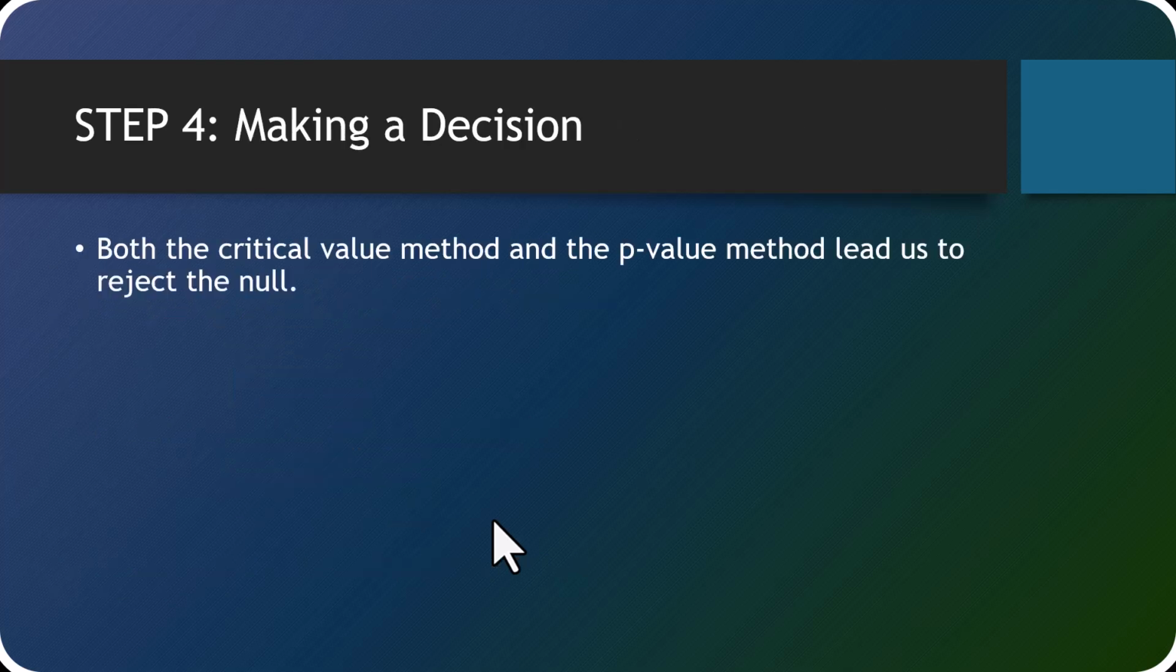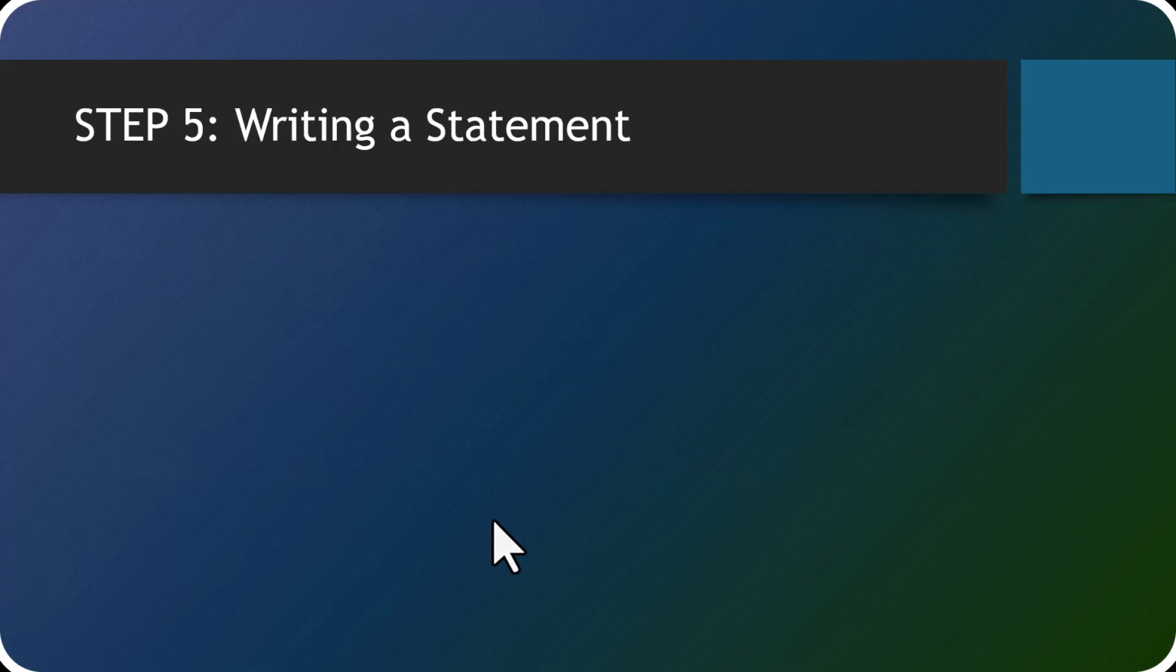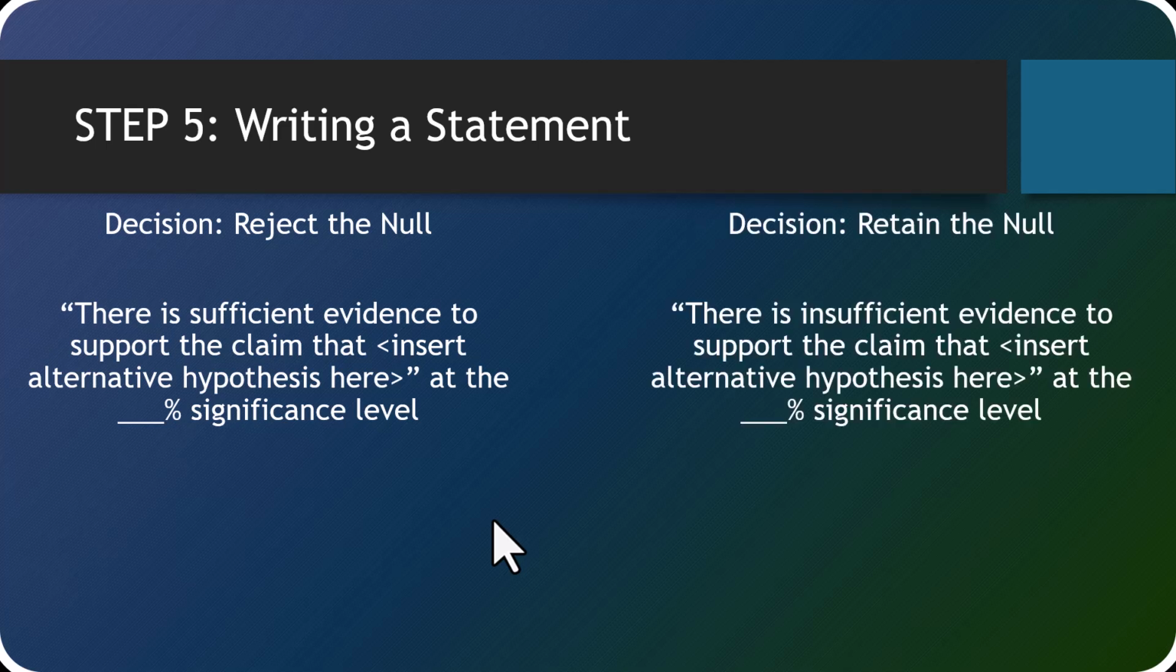So now it's time to make a decision, and both methods have led us to reject the null. Now we just have to write a statement to summarize our decision. Remember, our statement is very formulaic. If we decide to reject the null, we have to say that there is sufficient evidence to support the claim that, and then we rewrite our alternative hypothesis, and then we say at the blank % significance level. Likewise, if we decide to retain the null, we have a similar formulaic statement. We say there is insufficient evidence to support the claim that, and then we write the alternative hypothesis, and then we write at the blank % significance level.